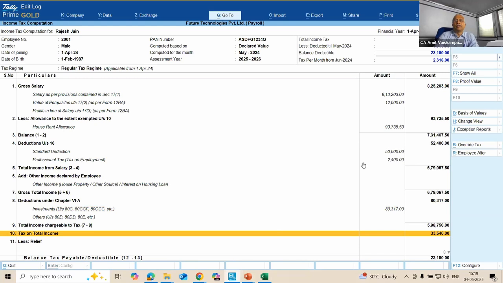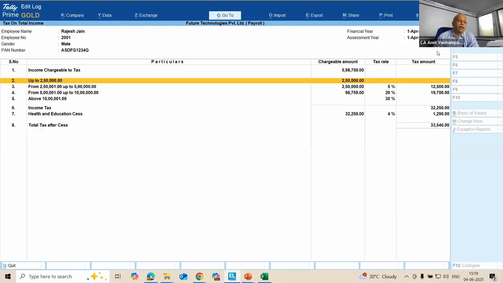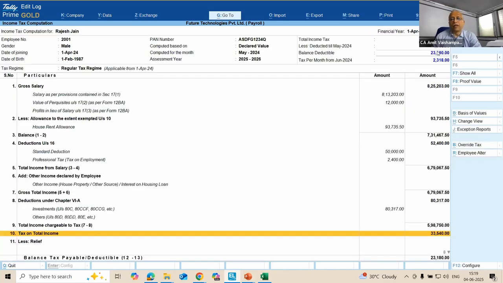You can also see on the right hand side top how the tax has been calculated. You can drill down and check whether the tax calculation is correct. So payroll as a system is self-sufficient enough to take care of the TDS calculation. What is required to be done is the configuration. It is easy. It is given in the case study.